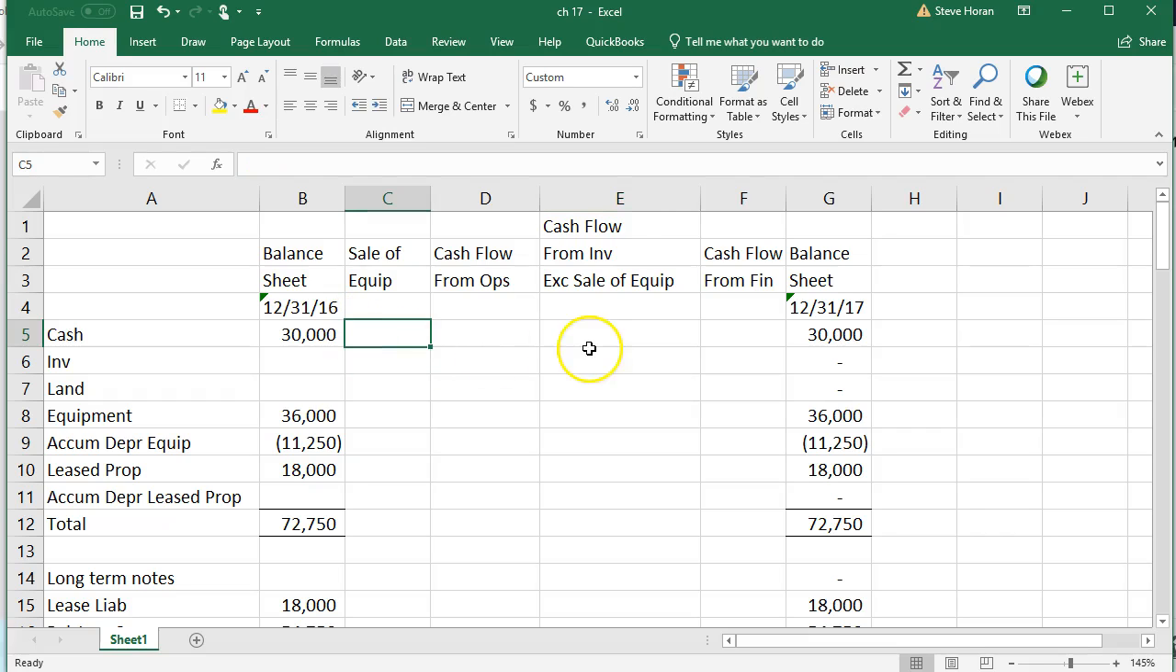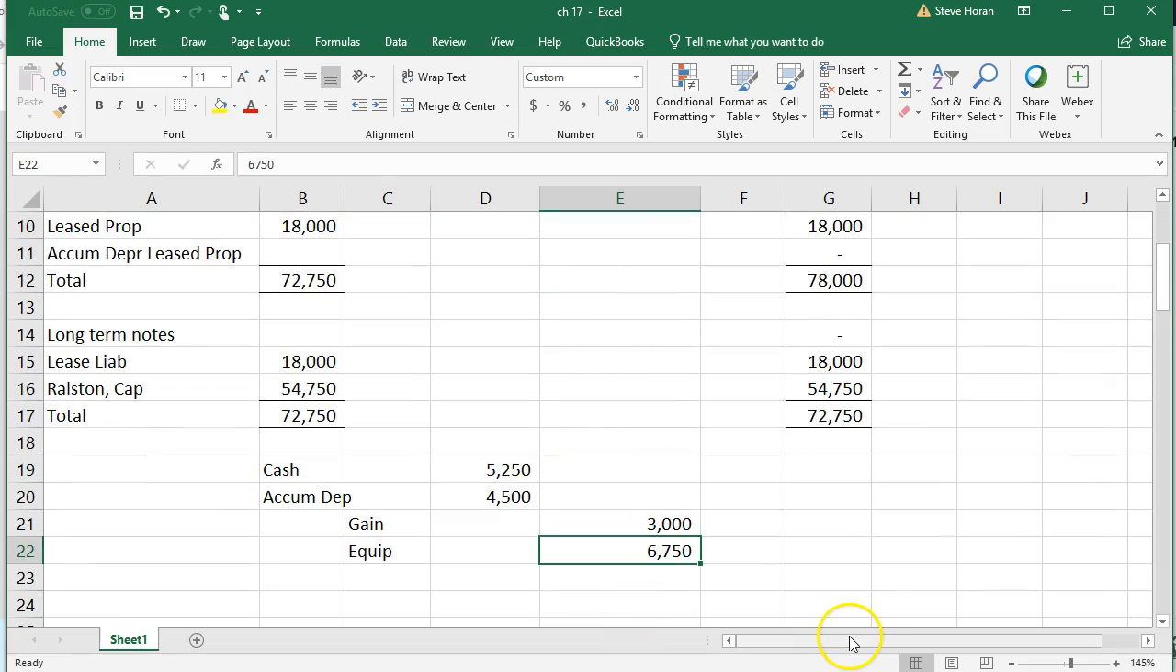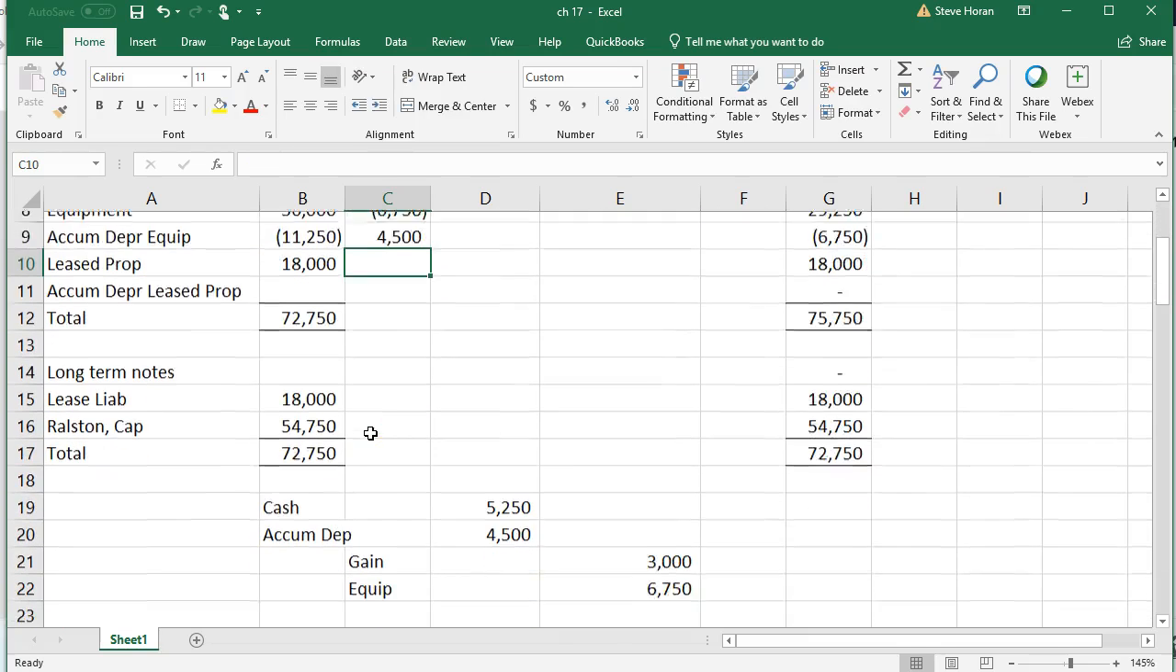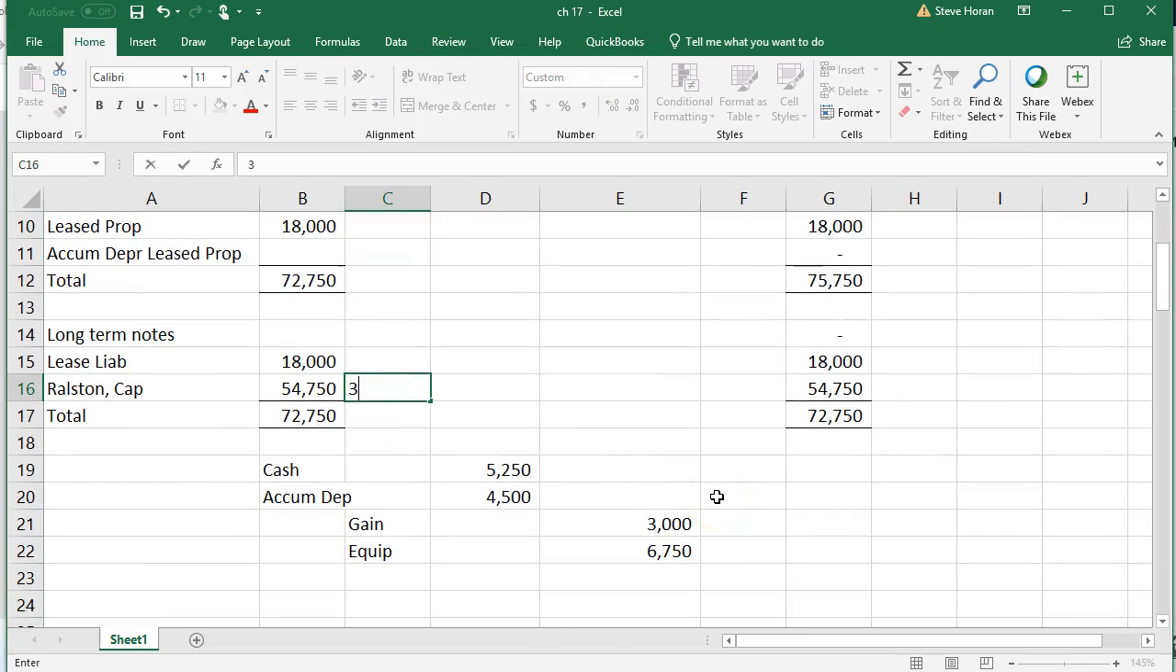Well, I know I received cash of $5,250, right? We know that. They told us that. I also just figured out that my cost was $6,750, so I'm going to reduce this by $6,750. The depreciation with that was $4,500, and there was a gain of $3,000 that would have made capital go up. Okay, so a $3,000 gain.